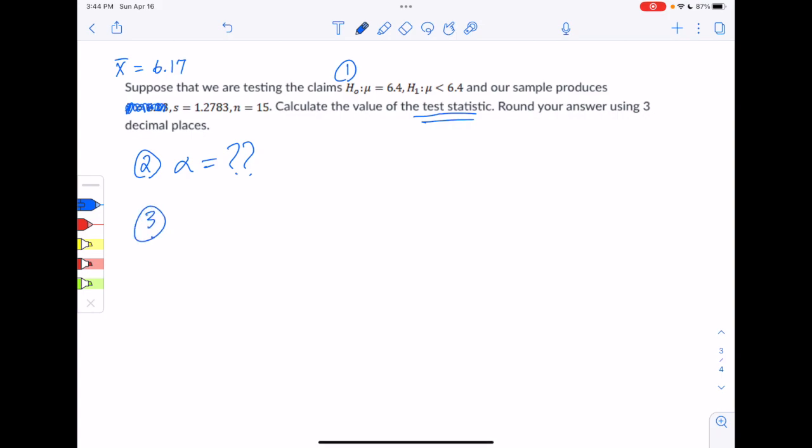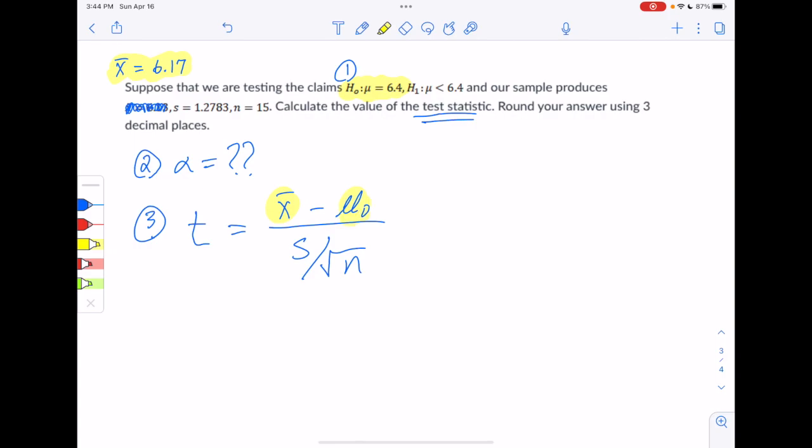First thing should be to write down the formula. First part about that is figuring out, are you in mean land or proportion land? We have an H0 that is a claim about a mean, mu equals. So we are in mean land. Because of that, we're going to use a t-score, which would be x bar minus the claimed mean divided by s divided by the square root of n.